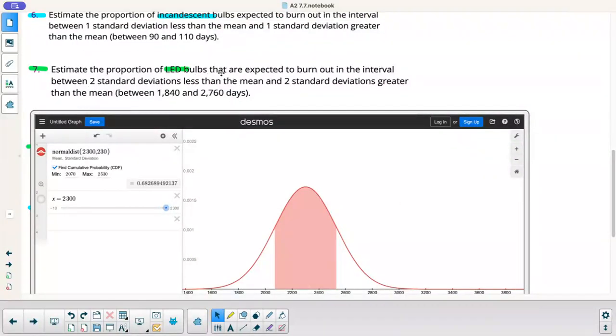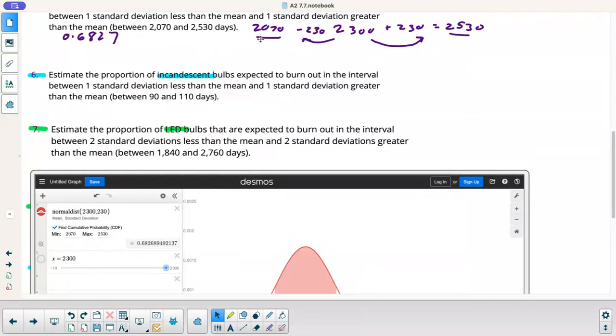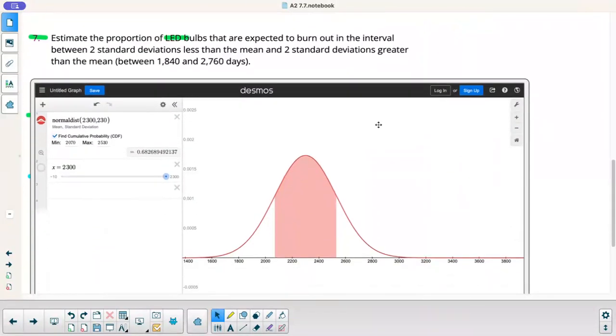Estimate the proportion of LED bulbs that are expected to burn out in the interval between 2 standard deviations less than the mean and 2 standard deviations greater than the mean. So again, we would take those two values that we just had up here, and we'd subtract 230 again, add 230 again to get these numbers here. So I'm just going to change them in here, and it'll give me a nice picture there. It'll shade the region that we want, and that's 1840. And then this is 2760. So that's 2 standard deviations.